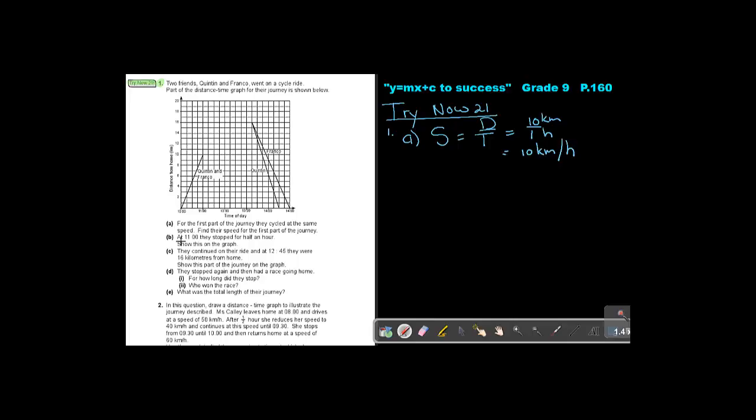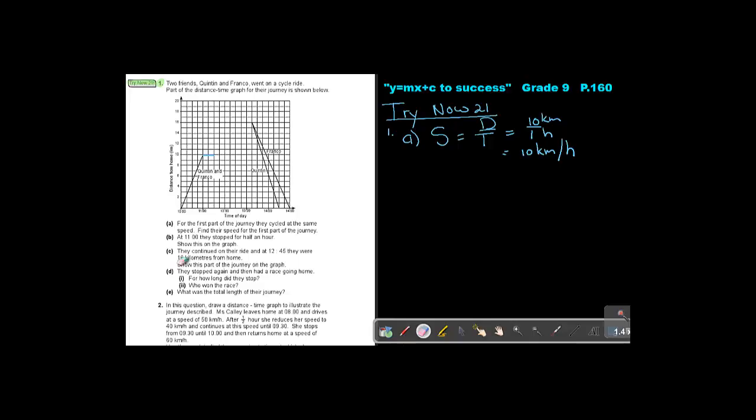Okay. So at 11, they stop for half an hour. Show this on the graph. Okay. They're going to stop for half an hour. But let's just see, 1, 2, 3, 4. So every block is counting 15 minutes. So if they stop for half an hour, it's just 2 blocks. There is the 2 blocks. Okay. Both of them stop. So they stop. Show this on the graph. So it's just that little line. Can maybe just clean this one.